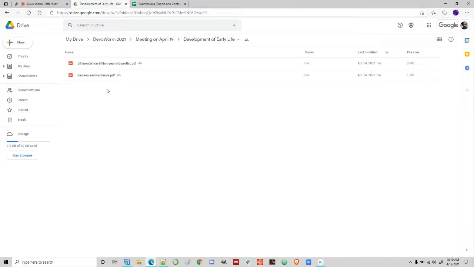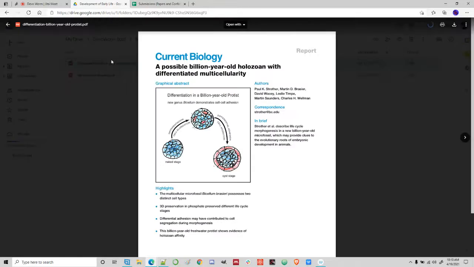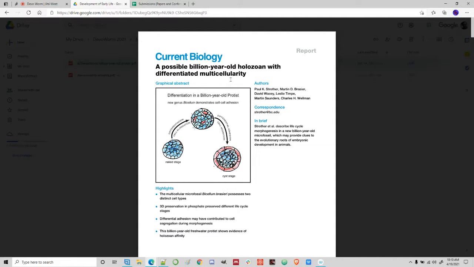And I wanted to go back to this topic of development of early life and talk about some of the newer papers. This is combining the Boring Billion with embryogenesis and developmental biology. The first paper I'm going to talk about is this Current Biology paper on a possible billion-year-old holozoan with differentiated multicellularity. In brief, Strother et al. describe life cycle morphogenesis in a new billion-year-old microfossil, which may provide clues to the evolutionary roots of embryonic development in animals.